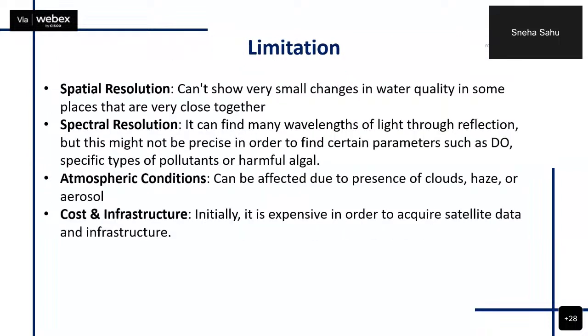But it has some limitations, such as spatial resolution, as it can't show very small changes in water quality in places which are very close together. Spectral resolution: it can detect many wavelengths of light, but this might not be precise enough to find certain parameters. Then atmospheric conditions: due to the presence of cloud, haze, or aerosols, the monitoring can be affected. Cost and infrastructure: initially, it is expensive to acquire satellite data and infrastructure.